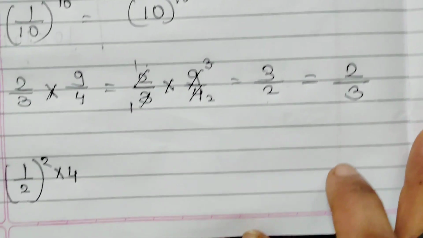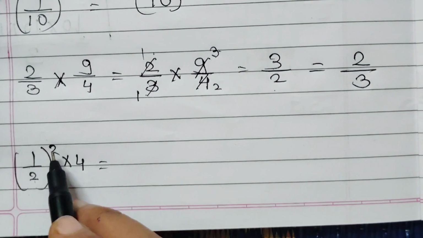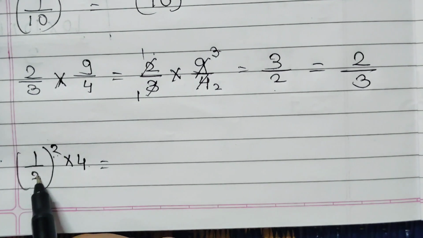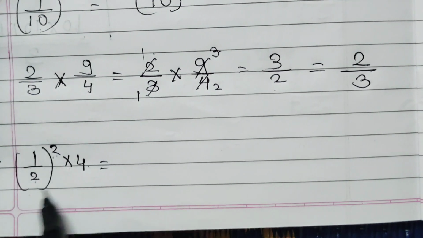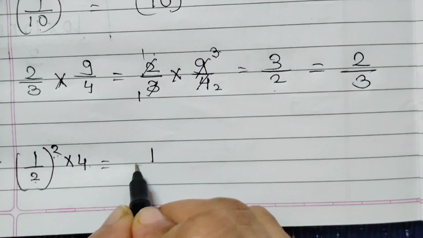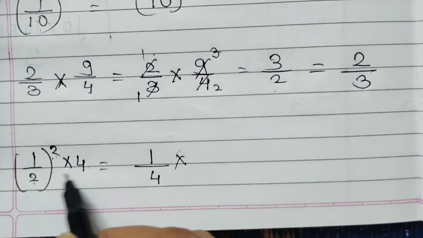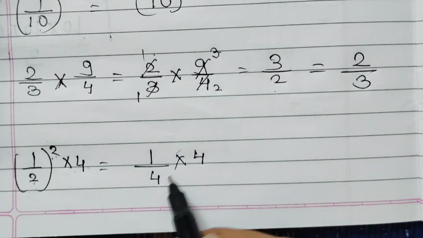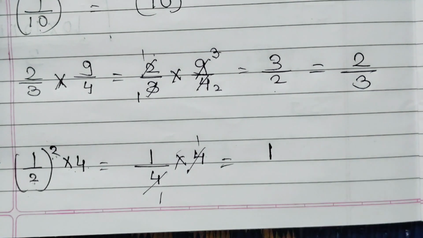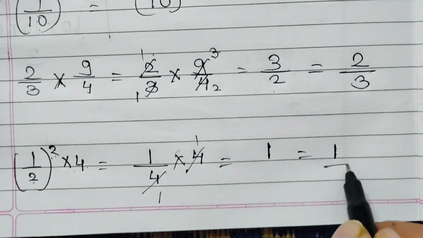Now next question. 1 upon 2, the whole raised to square, the whole raised to 2 into 4. First we are going to solve this. 1 upon 2, when we remove this bracket and square, we'll multiply. 1 square is 1, and 2 square is 4. And what remains? Multiply by 4. So the cross gets cancelled. 1 ones are 4, 4 ones are 4. So what is the answer? Only 1. So the reciprocal of 1 is also 1.